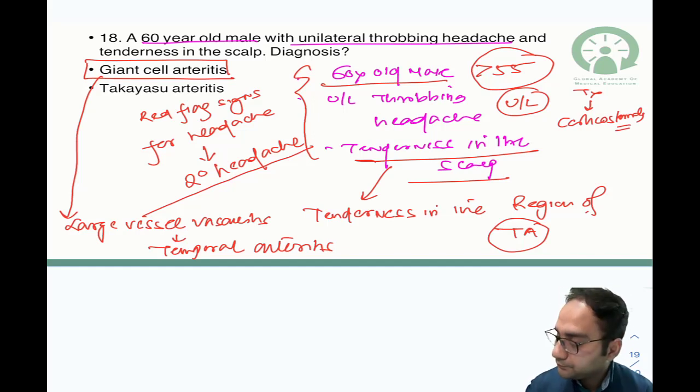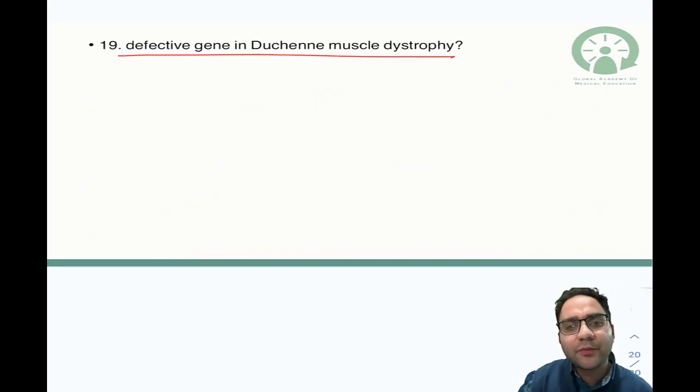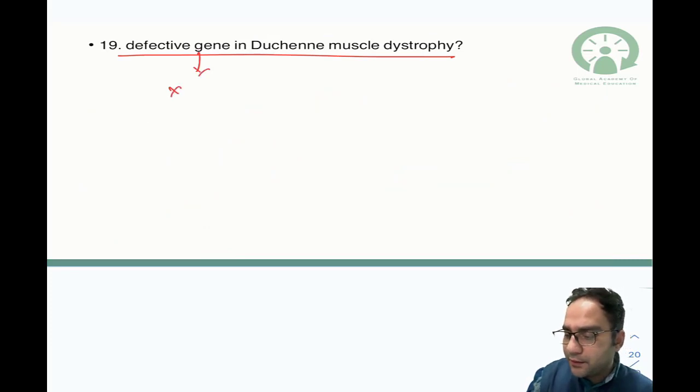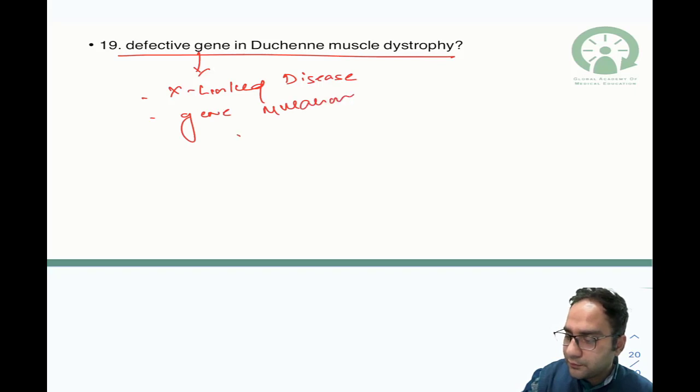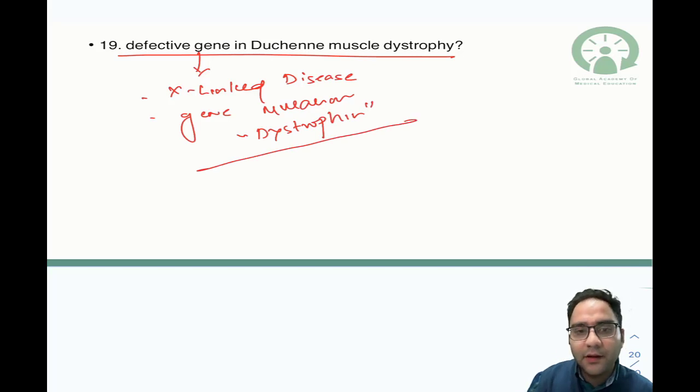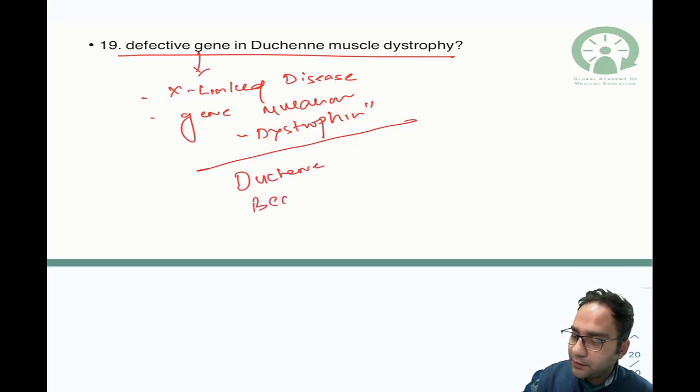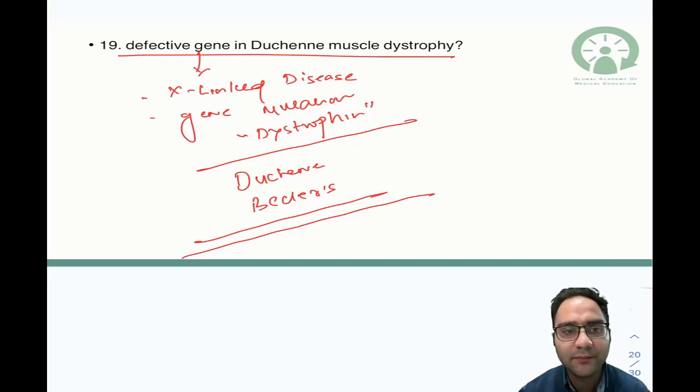Okay. So the defective gene in Duchenne muscular dystrophy, as you know, this is an X-linked disease, and you have the gene mutation of dystrophin. Right? You can get 2 types of disease here. One is the Duchenne and the other is the Becker's. Okay.